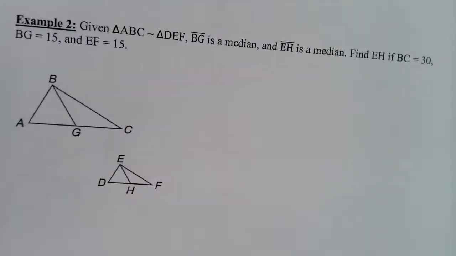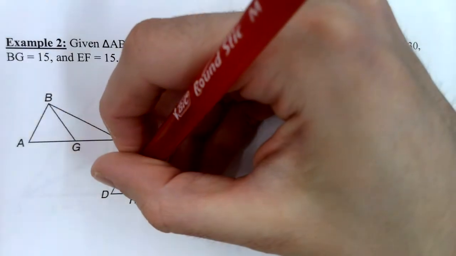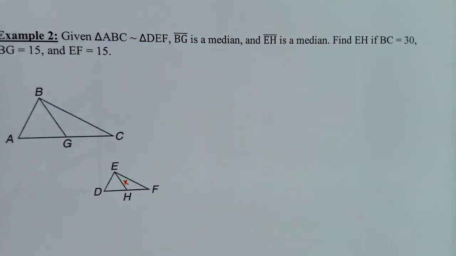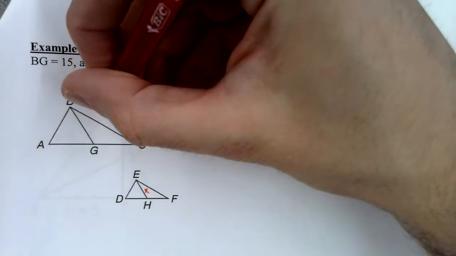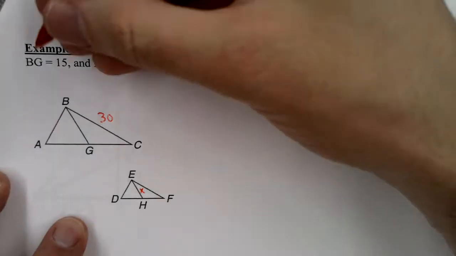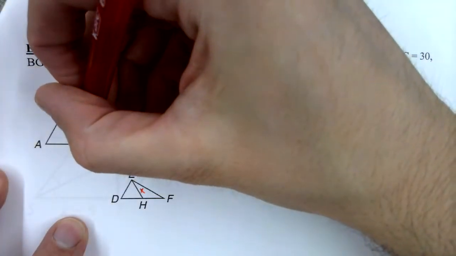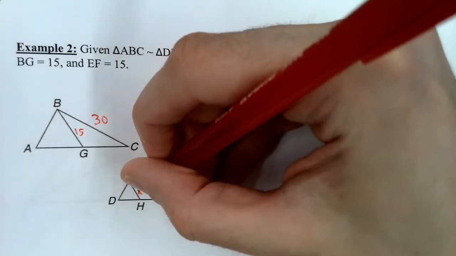Okay, so the 2 triangles are similar. BG is a median, EH is a median. Find EH. You need to find EH, so let me label that with an X. If BC equals 30, so this is 30. BG, the median, equals 15. And EF equals 15.